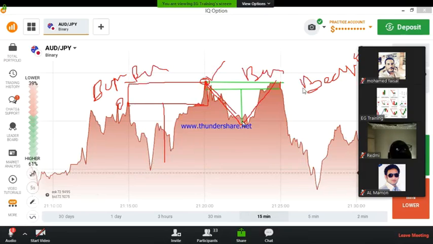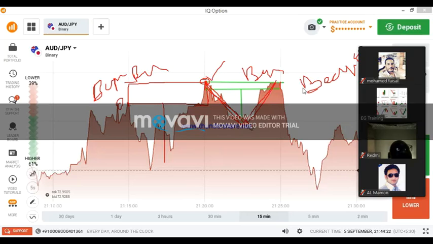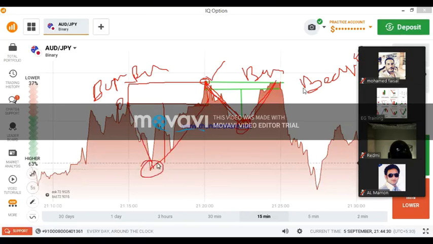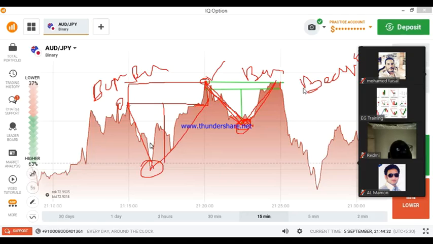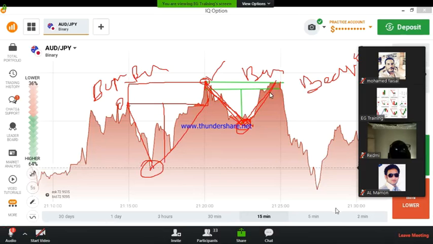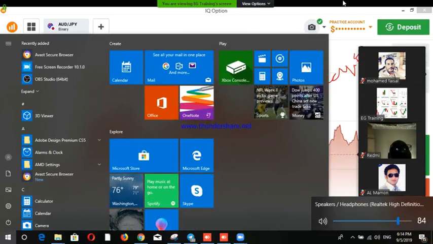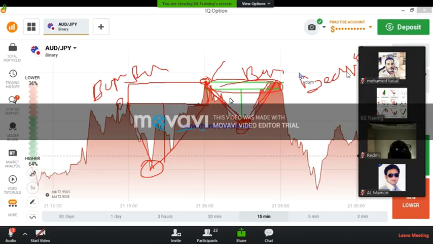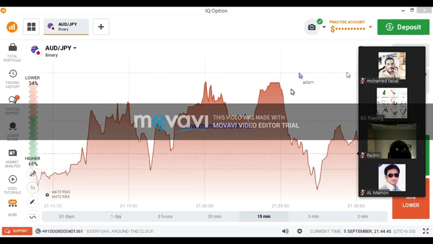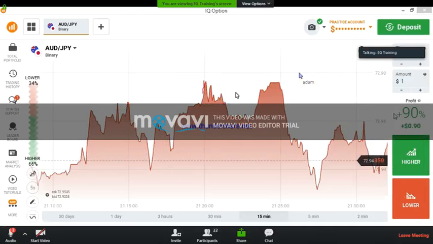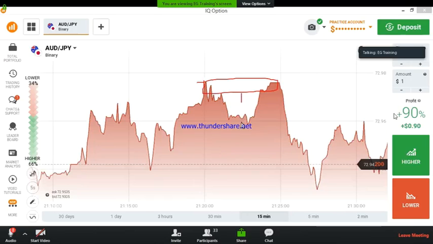We are seeing a seller's entry from this level. Price went down, but again it went up because of buyers at this area. And here also the price went down and it went up because of buyers. And here also the buyers entered, but again they were rejected by sellers. So in this body we are seeing a bullish candle. This is a bearish candle, and the candle will form like this.